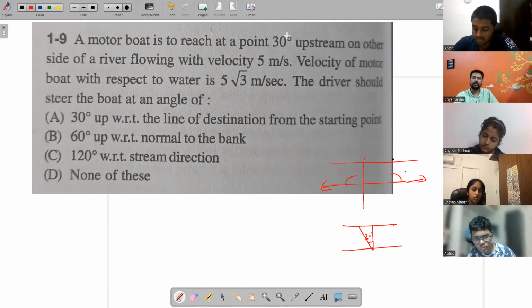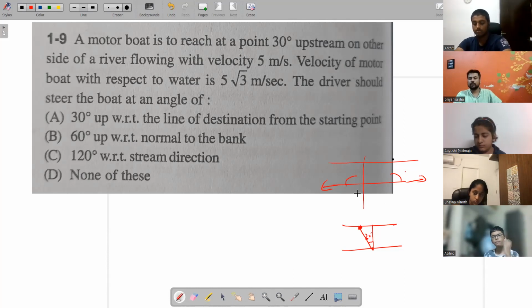So there is a correction in this, because a motor boat is to reach at a point 30 degrees upstream on the other side of a river. So that angle is made with upstream with the normal. Understood, sir. This has to be with the normal.